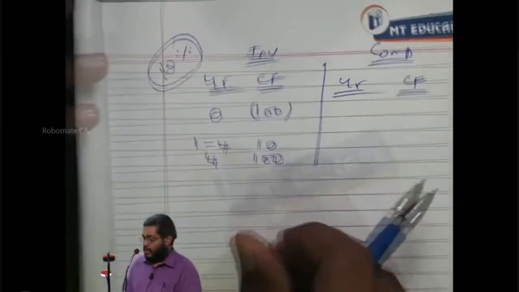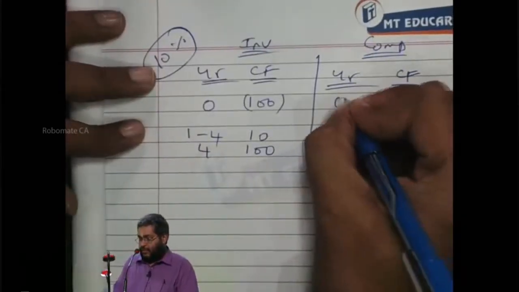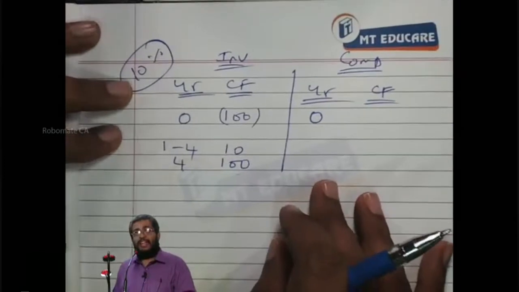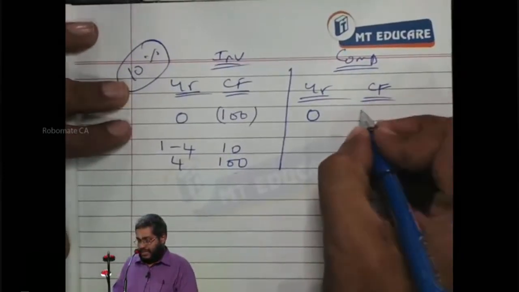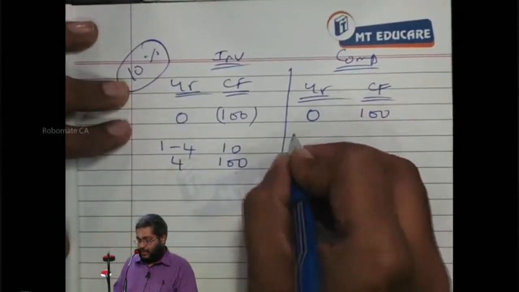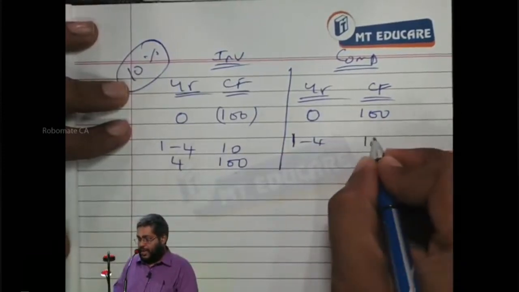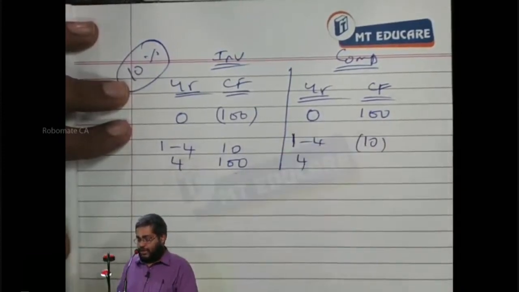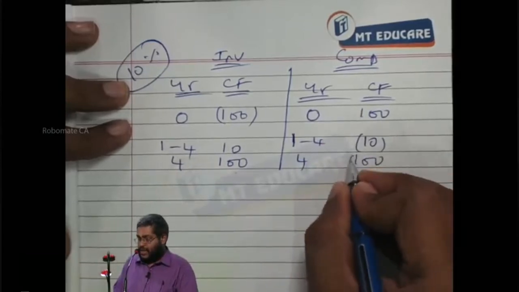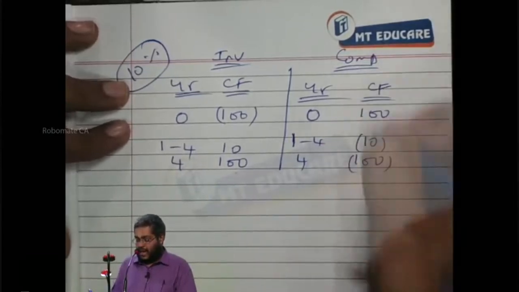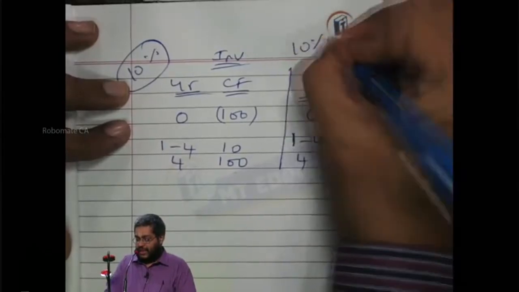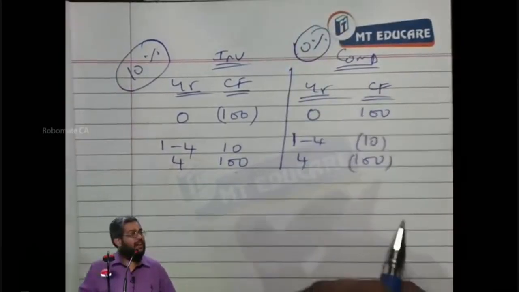10%. Now, suppose you are the company. For you, year 0 is an inflow: 100 rupees. For years 1 to 4, you are going to have an outflow of 10 rupees. In the 4th year, you have 100 rupees as outflow. Tell me, what is the IRR for this cash flow? Same 10%. Respond, are you following or not?